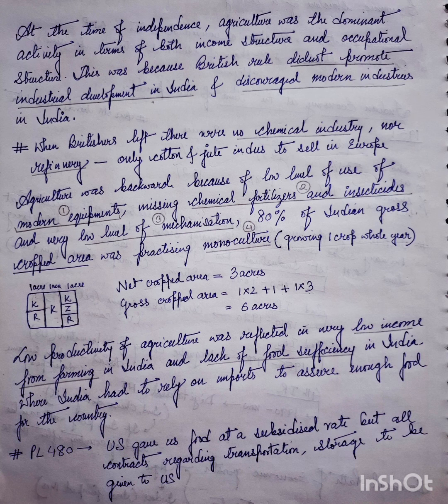Now, agricultural productivity was very low. It was so low that the level of income from agriculture in the farming community was very less, and there was also a lack of food sufficiency in India, because of which India had to rely on imports of food to ensure the food security of the country. One example of this is PL 480, where the US gave us subsidized wheat, to be very specific, to ensure that there is food security in the country.